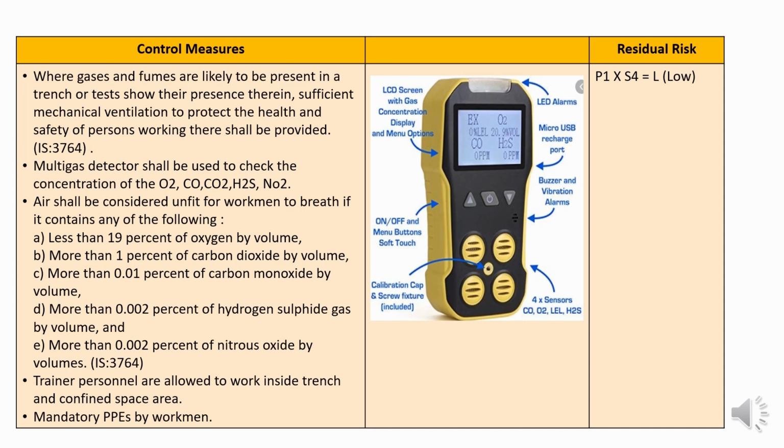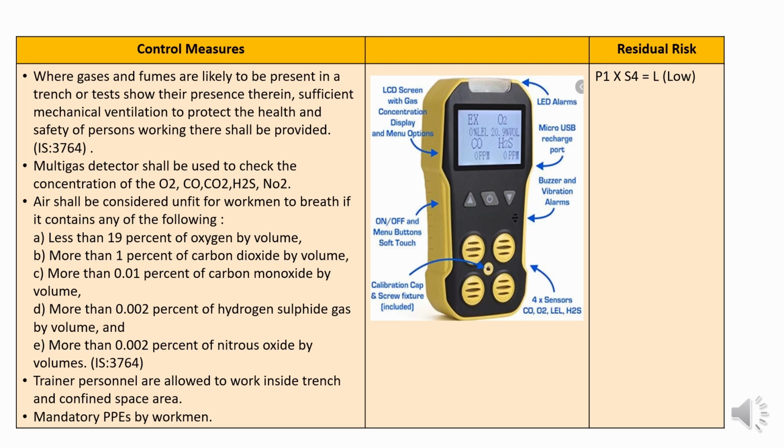Now all these controls come under engineering control. Let's talk about the administrative control. Trained personnel are allowed to work inside the trench and confined space area. And let's come to the least effective control, which is personal protective equipment. The last one is that mandatory PPEs shall be worn by workmen while conducting the excavation works.